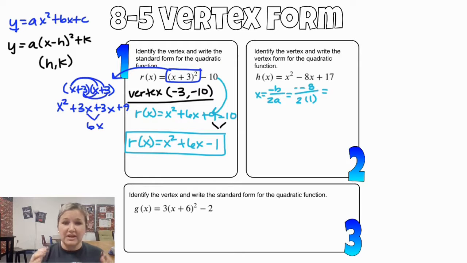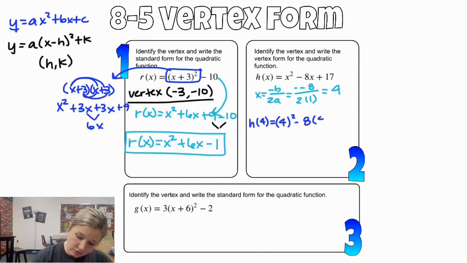So I can plug that into my calculator exactly as you see it, and I'm going to get a positive 4. I'm doing this to find the x value of my vertex, so then I can write it into vertex form. So therefore, I'm going to have h of positive 4. So that's going to be 4 squared minus 8 times 4 plus 17, and that is going to give me a positive 1. So h of 4, so when x is 4, y is 1.